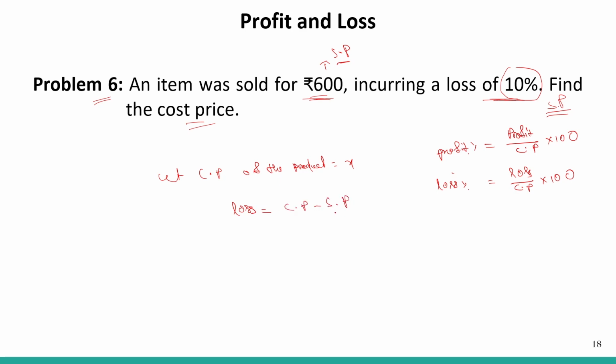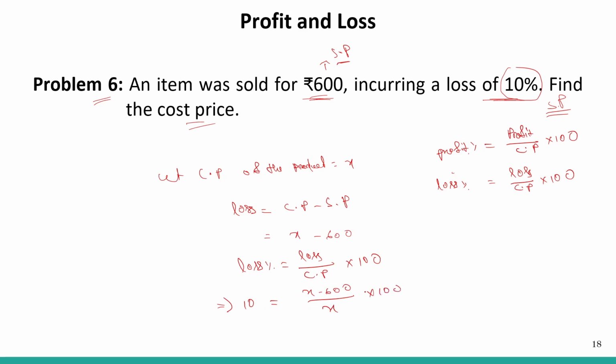The product was sold for 600 rupees. So loss is equal to X minus 600. And loss percentage is equal to loss by CP into 100, right? So this implies that 10 is equal to X minus 600 whole by X into 100.